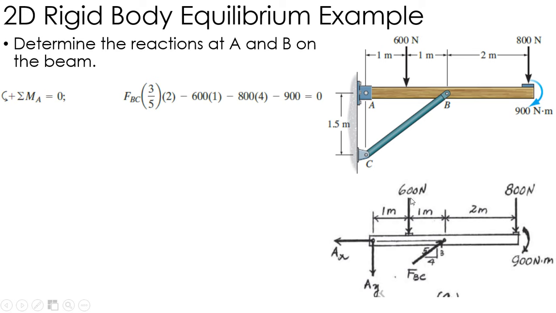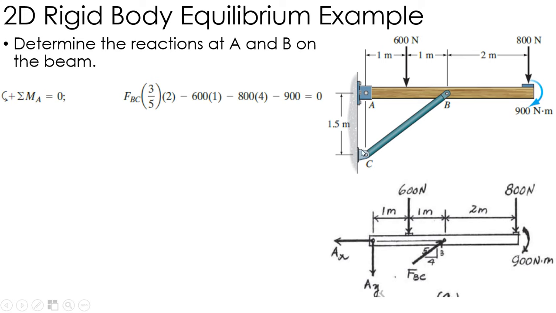Then I have 600 1 meter away, and that's creating a negative moment, a clockwise moment. I have 800 4 meters away, creating a negative moment. So those are all of the moments of the forces. I also have this 900 Newton meter couple moment, and it's a negative couple moment. It's a clockwise couple moment.